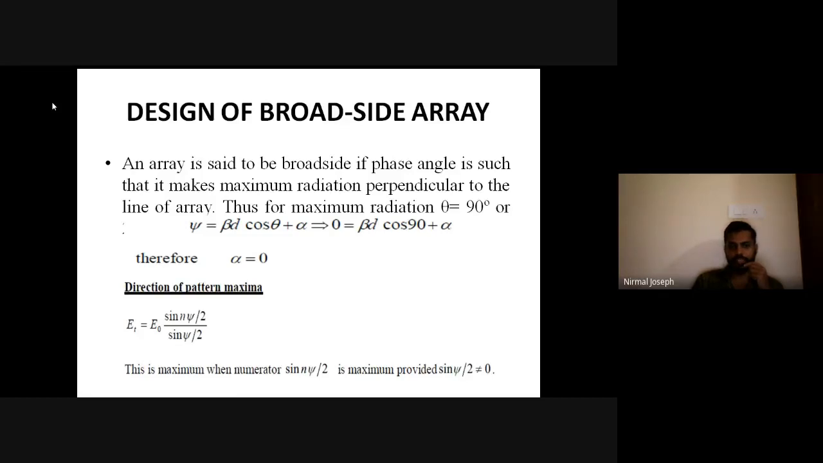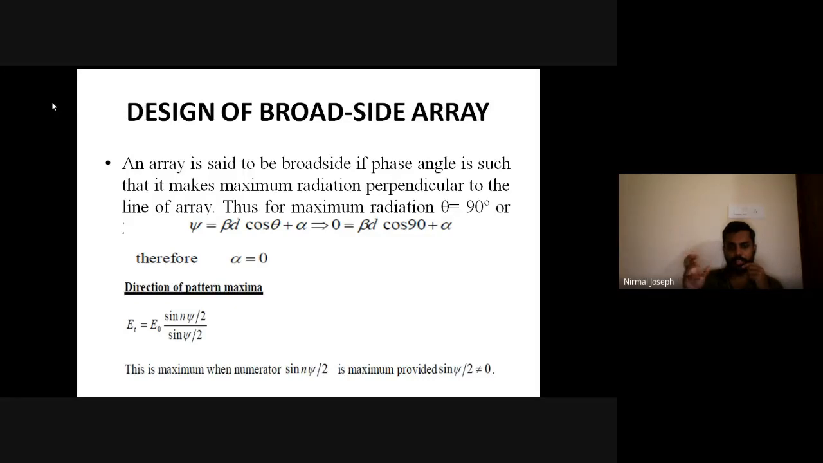What is psi? Psi is the total phase shift at a distant point P. We require that to be 0, then only we can achieve a good reception. So we are starting from the assumption that psi is equal to 0, and for that, what will be the value of alpha? That only we are going to see.